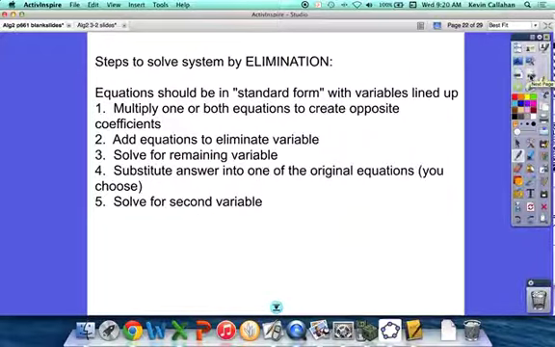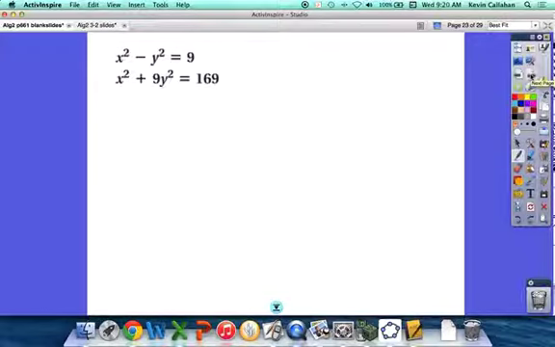So elimination, same steps, same problem. What do we usually do with elimination? We try to get the variables lined up so that they're going to cancel. And they are all lined up. Would they cancel if I added them together as they are? No. But I could either multiply the first one by negative 1, or I could just subtract this one minus this one. How about if I multiply this one by negative 1?